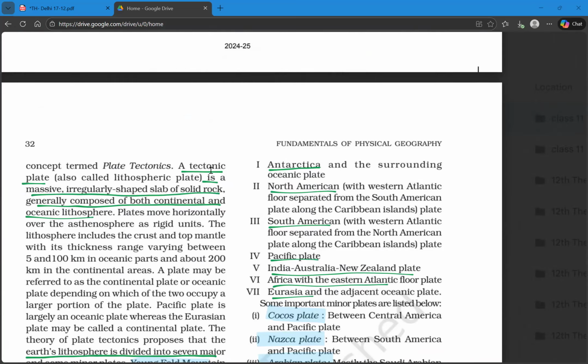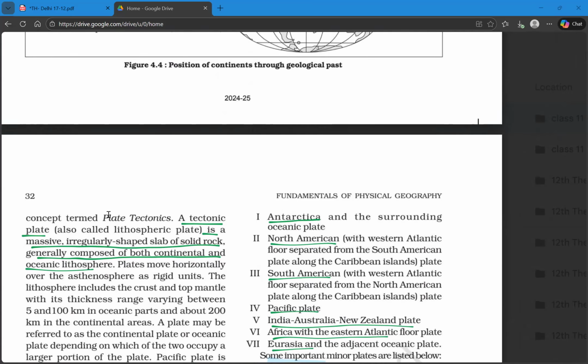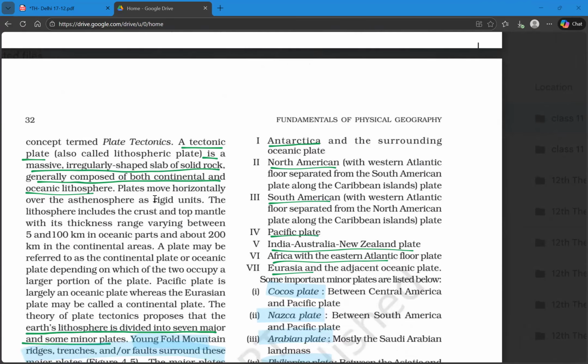A tectonic plate, which is also a lithospheric plate, is a massive, irregularly shaped slab of solid rock, generally composed of both continental and oceanic lithosphere. So, a tectonic plate is basically a fragment of the lithosphere, which is not exclusively either oceanic lithosphere or continental lithosphere. It can comprise both. Plates move horizontally over the asthenosphere as rigid units.